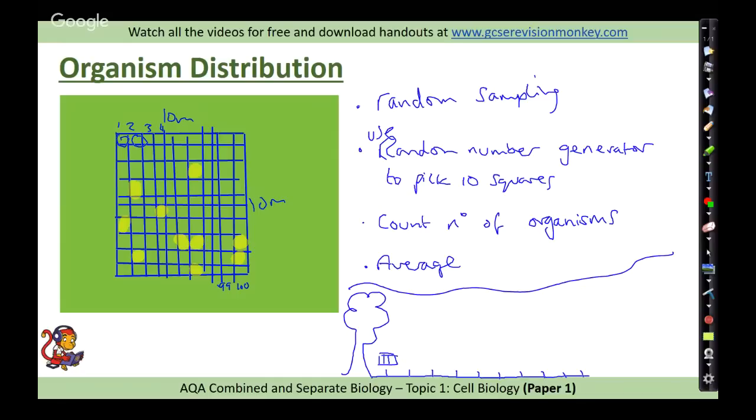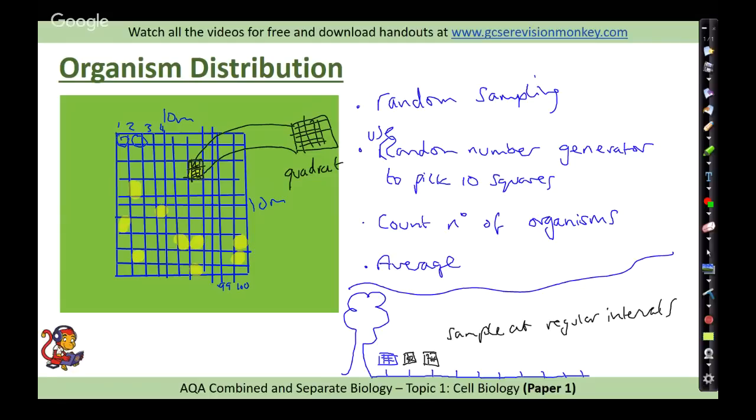quadrat. Didn't explain what a quadrat was up here. A quadrat is just a metal or a plastic grid. So this is the thing that we would then put on our square like this and count the number of organisms inside. So we can use a quadrat in both examples, random sampling and a transect. So here we would put our quadrat down at regular intervals, and we would want to count how many organisms are in our quadrat.